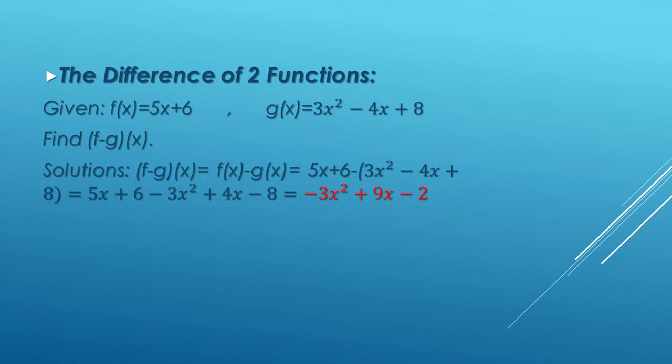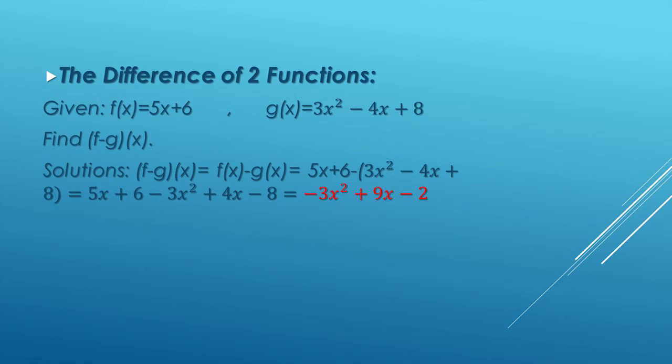For the second rule, the difference of two functions, we are going to use the same problem as the first one. f of x as 5x plus 6 and g of x as 3x squared minus 4x plus 8. But we are going to use the equation f minus g of x instead. Just like the first example, we will write down the equation based on the given, which will be f of x minus g of x.